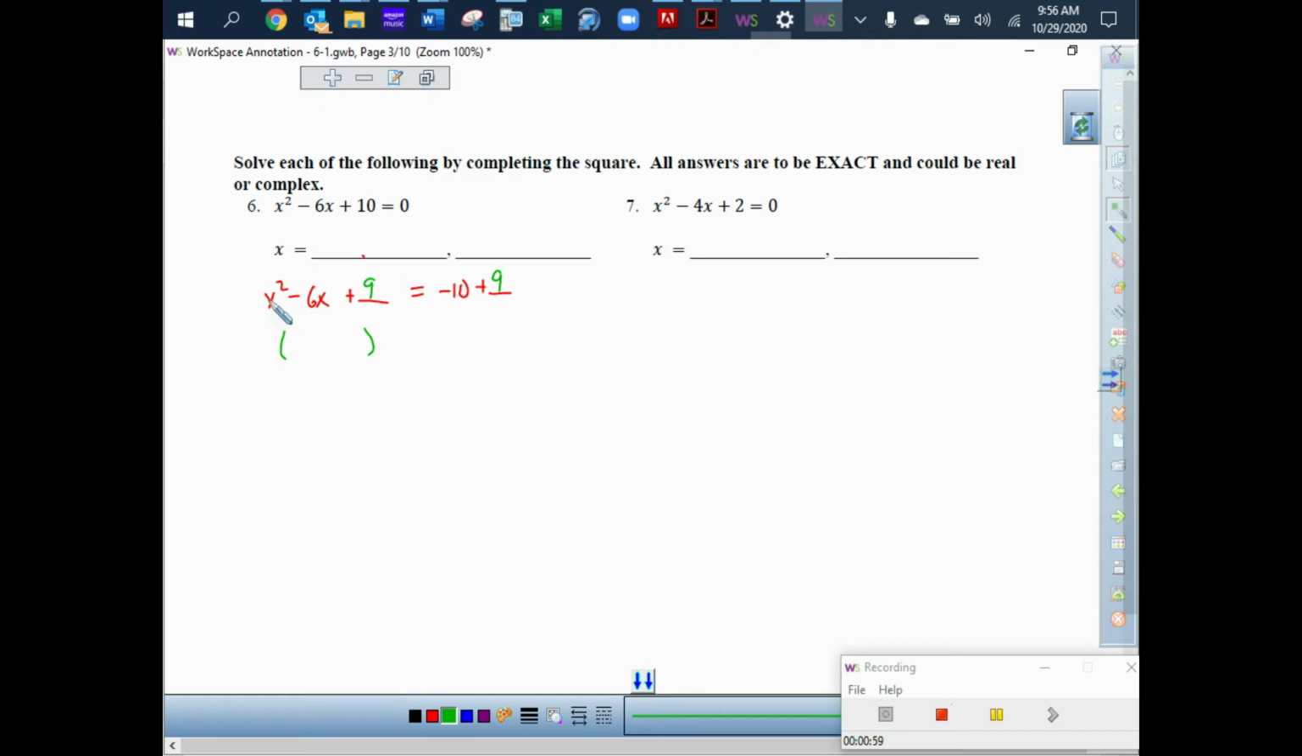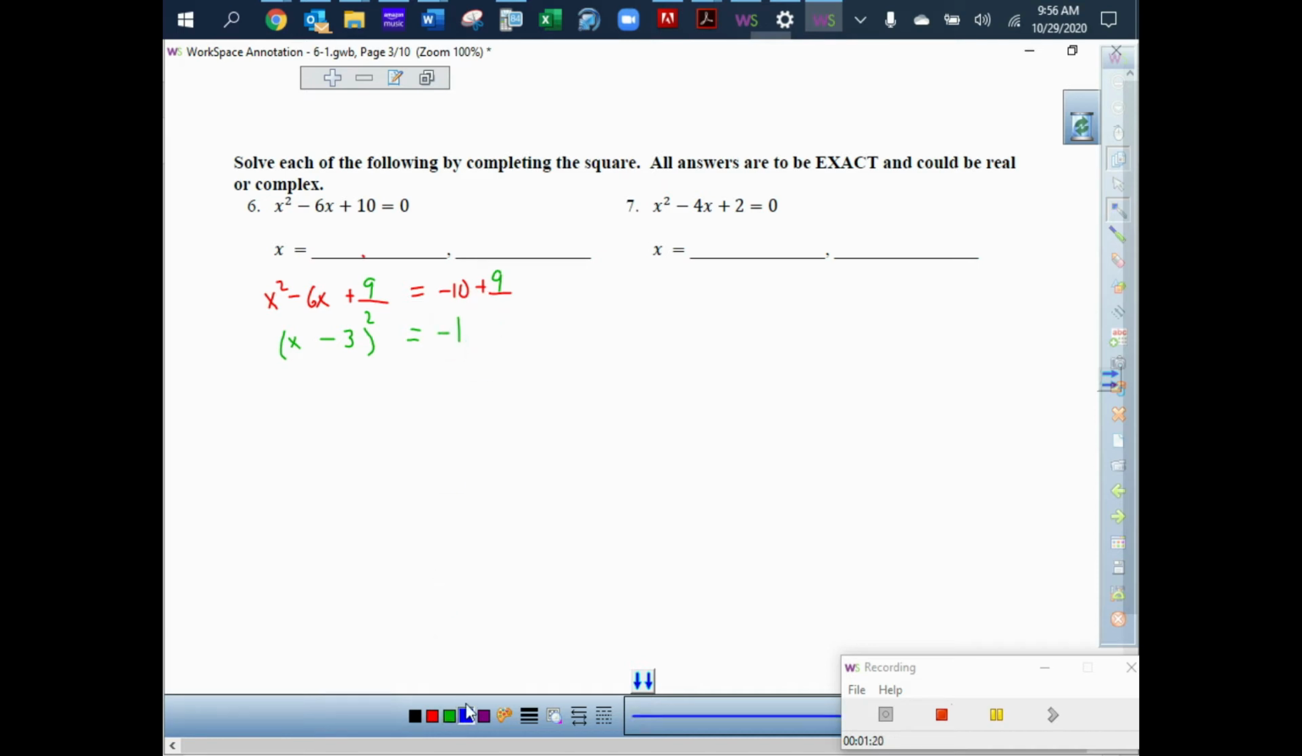It always factors to be the square root of the first guy, which will always be x because we're always doing it when the a value is 1, and then the square root of this guy, which is 3, and the sign from the middle. Or another way to say it is that's half your b value, and the quantity will be squared. Over here, we just add these up and we get negative 1.